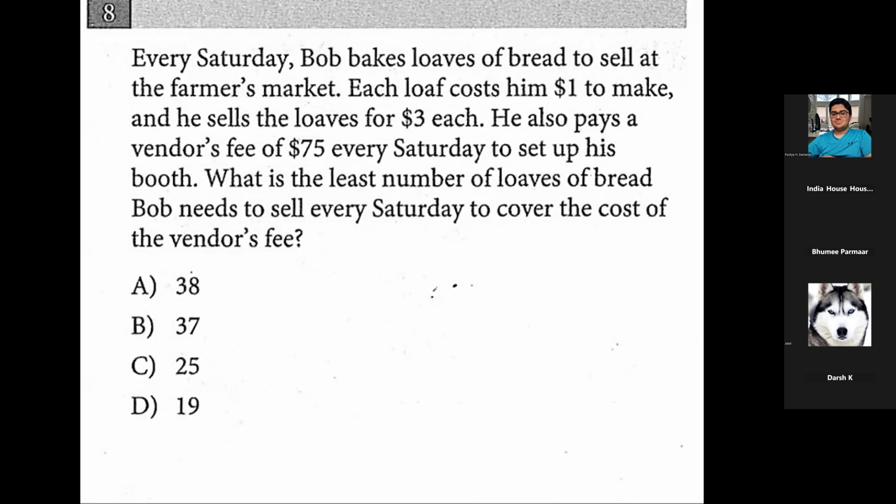Okay, so for question 8, we're told a loaf costs $1 to make, and he sells the loaves for $3 each. So that means he makes a profit of $3 minus $1, which means he makes a profit of $2 on each loaf of bread.